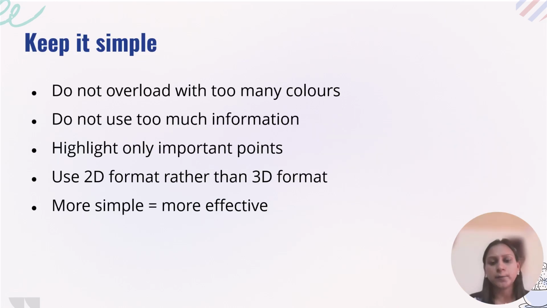Keep the visual abstract very simple. Do not overload it with too many colors and do not use too much information. Just put in the key highlights of the article. Sometimes you also see 3D formats in visual abstracts. It is better to avoid the 3D format because it is very hard for the eye to read. Use 2D format. It is much easier on the eyes to read. The simpler it is, the more effective the visual abstract becomes.